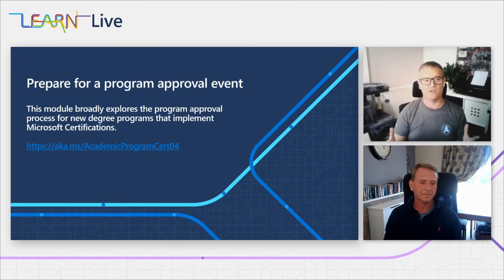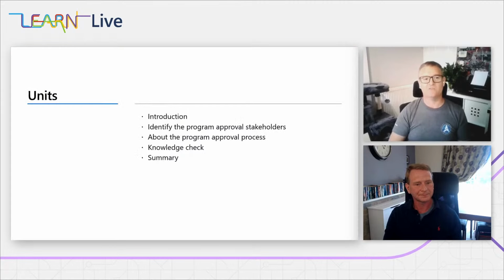So again, you can follow along at aka.ms/academic program cert 4. In this module, we'll be covering an introduction, identify the actual program approval stakeholders, about the program approval process. We'll then do a knowledge check and then a summary.